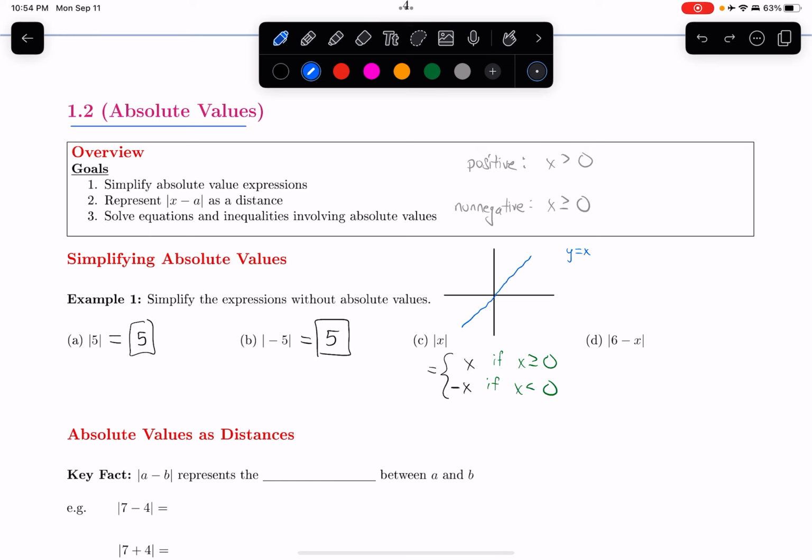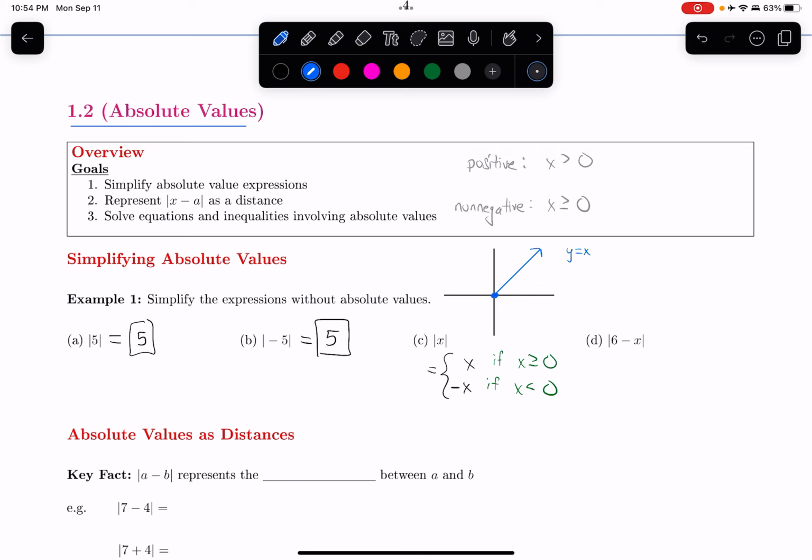It'd be like that. Slope of 1 through the y-intercept is 0. But I only want the part of it where x is greater than or equal to 0. So I don't want to draw the whole line. I only want to draw the part of it where x is greater than or equal to 0. This is where x is equal to 0. So greater than or equal to 0 is only this part on the right.